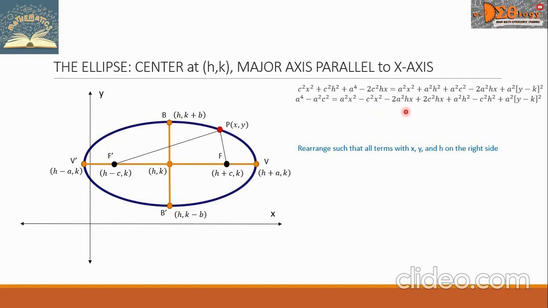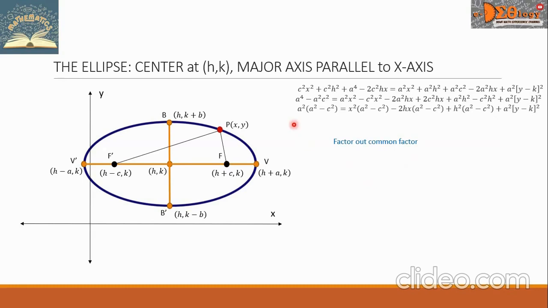And then the third and the fourth terms also have a common factor, and that is negative 2hx. Now look at the fifth and sixth terms. There is a common factor in them, and that is h squared. So what we will do now is to factor out those common factors. So here we go.